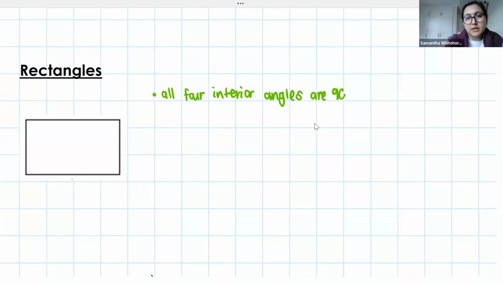And guys, remember on a diagram, if we want to represent a 90-degree angle, we'll draw a little square at that angle. So all of them are 90 degrees, which means that again, that supplementary characteristic does come in.